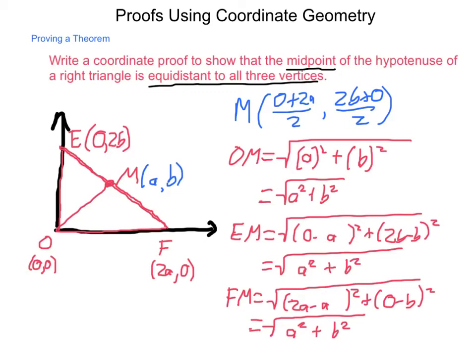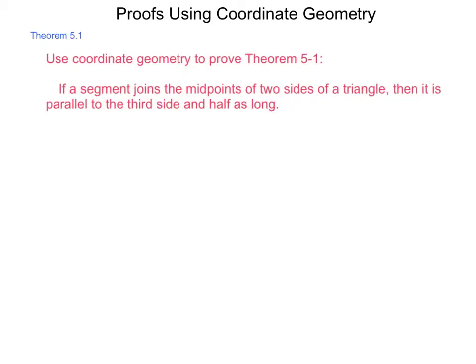Let's take a look at another one. Use coordinate geometry to prove Theorem 5.1. Now, Theorem 5.1 stated: if a segment joins the midpoints of two sides of a triangle, then it is parallel to the third side and half as long. This was our mid-segment theorem. So we're going to follow the same way we just had.